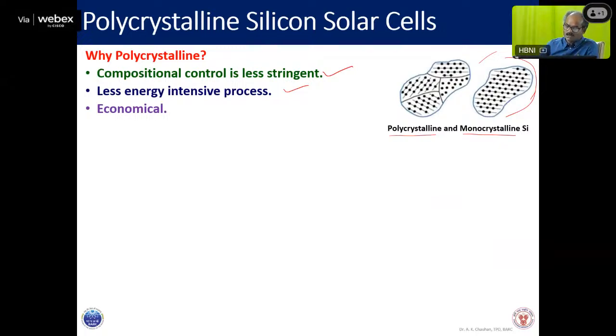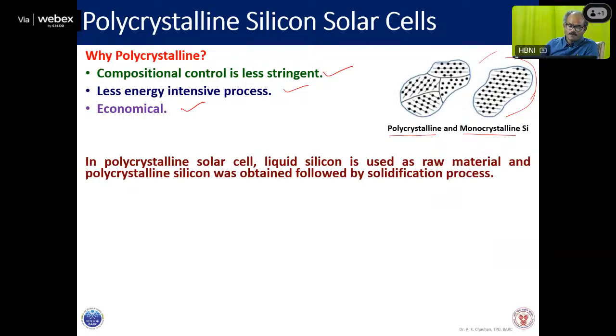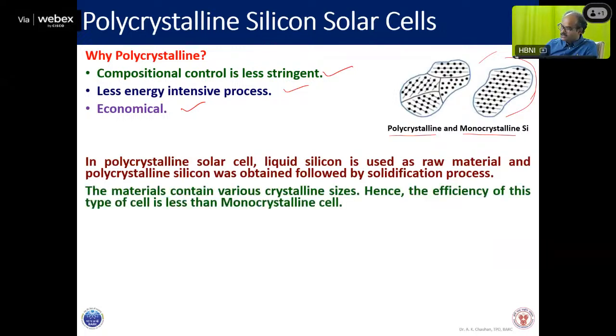You don't need that big systems, and it is very economical. So in polycrystalline solar cells, liquid silicon is used as a raw material, and polycrystalline silicon is obtained following a solidification process. Making a polycrystalline mass is very easy as compared to making a single crystal. Single crystal making is a very difficult and tedious process.